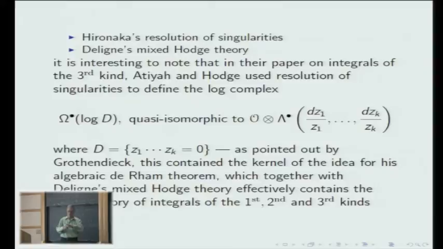Okay, so if you have resolution of singularities, something singular that's maybe very complicated can be blown up to look like just the union of linear spaces meeting transversely in Euclidean space. Then the differentials with singularities along such a thing are just of this kind over here, logarithmic differentials. In fact, Grothendieck, when he wrote his paper on the algebraic de Rham theorem, said that Atiyah and Hodge knew the proof but not the theorem.